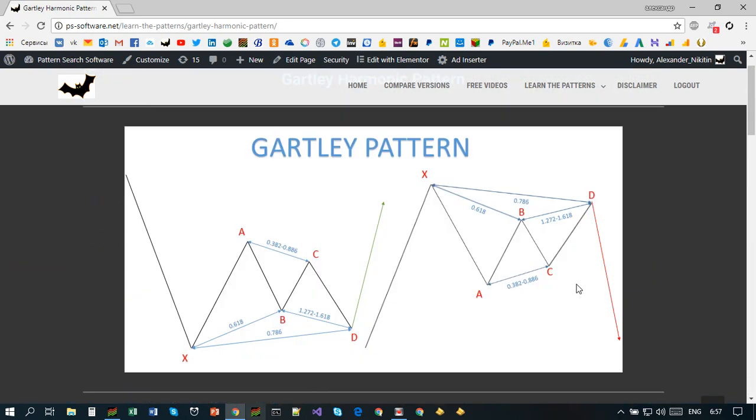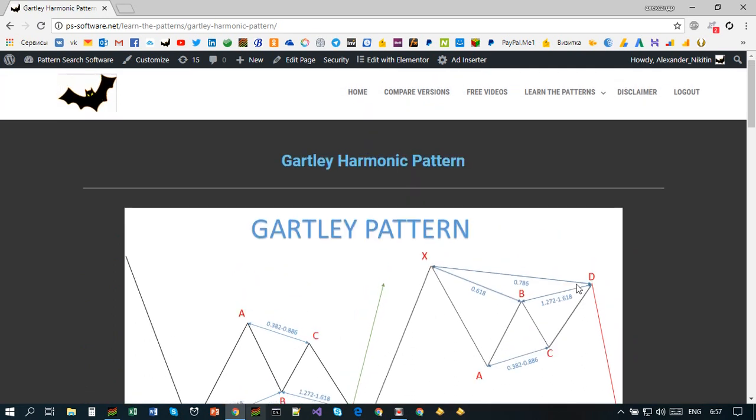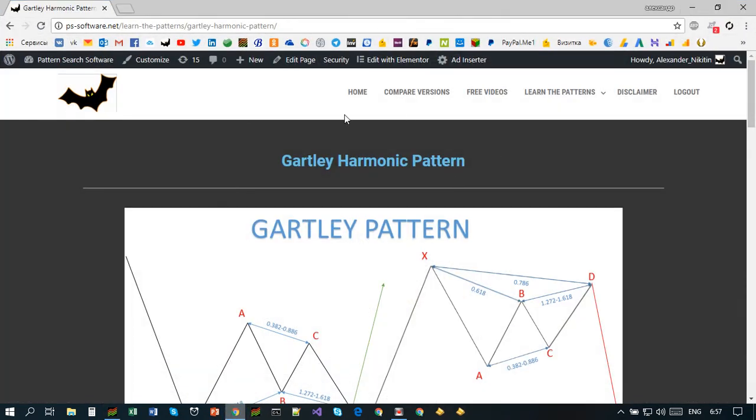It is a very detailed description. As far as I know, it is the only free resource that gives you free trading courses for these patterns, so you can get conventional, traditional ways of identification, execution, and management of these patterns.